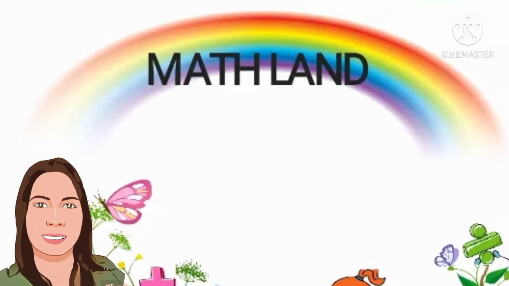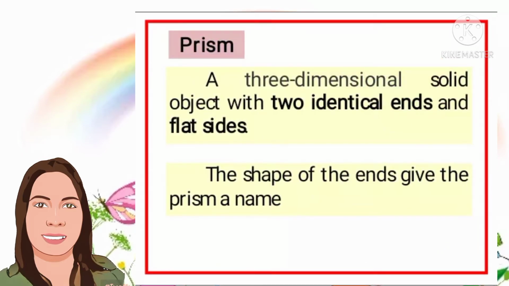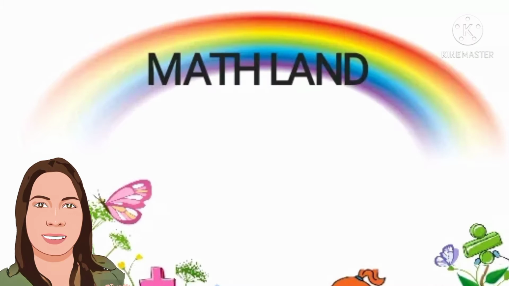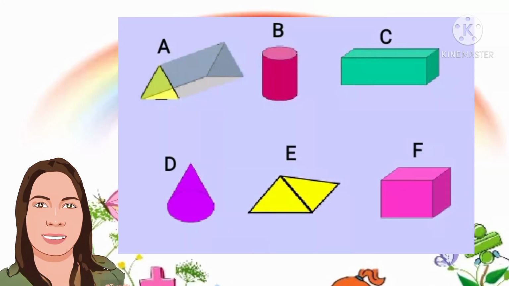Now, I will show you the different examples of solid figures. First, we have prism. Prism is a three-dimensional solid object with two identical ends and flat sides. The shape of the ends give the prism a name. Can you identify the prisms in the following figures? Which figures are prisms? Let us see if your answers are correct.